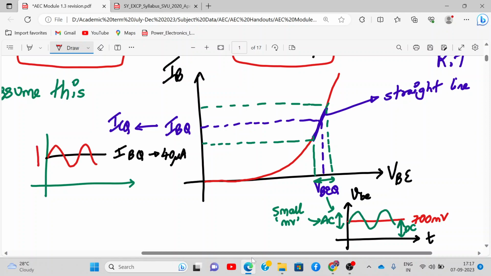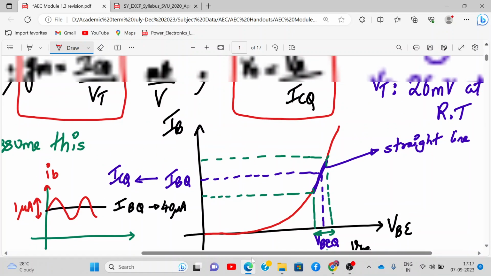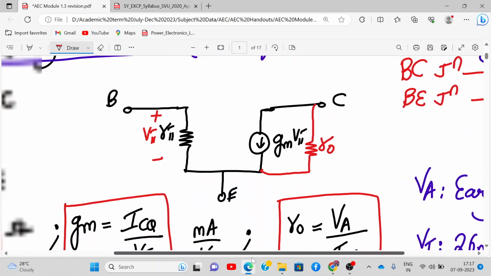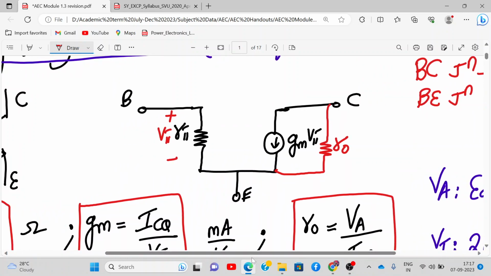Okay, an AC signal might be 1 microampere. So this is how it looks, and this is IB. The small IB and small VB represent AC quantities. Are you understanding? So when we draw that hybrid pi model, R pi represents the input resistance of the device. R pi is the input resistance of the BJT, and it represents only the changes.